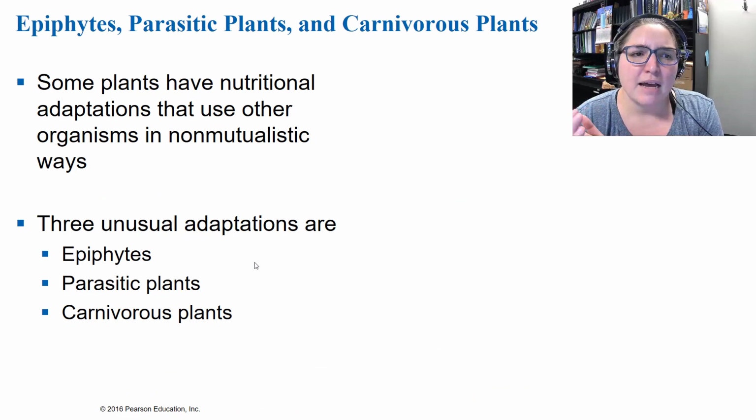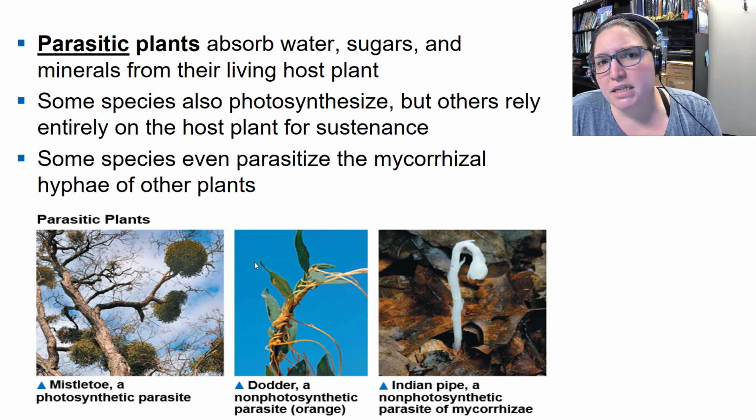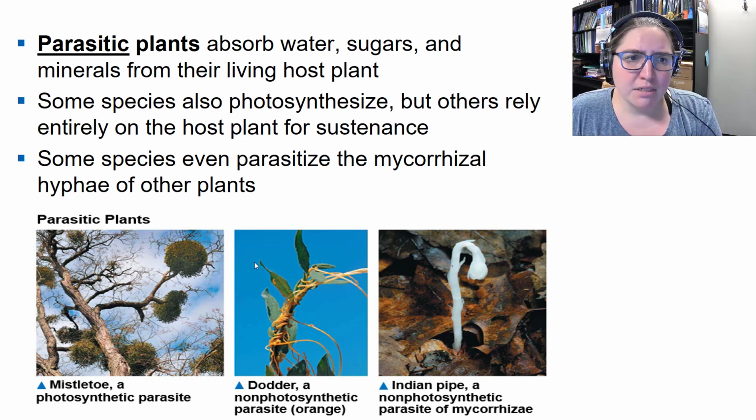So some plants have nutritional adaptations that use other organisms in non-mutualistic ways. These include epiphytes, parasitic plants, and carnivorous plants. And these are not typical, they're pretty unusual, but they do occur, so it's worth talking about. So a parasitic plant is a parasite of another plant. It absorbs water and sugars and minerals from another plant. Some species are capable of photosynthesis, but others rely totally on their host plant for sustenance. And some species even parasitize the mycorrhizal hyphae of other plants.